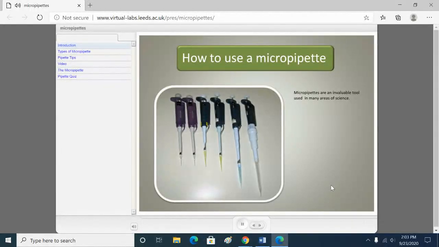Micropipettes are an invaluable tool used in many areas of science. They are used to accurately dispense a set volume of liquid with a high degree of reproducibility. They are available in a range of sizes from 1 microliter to 10 milliliters. This short presentation will show you how to correctly use your micropipette.